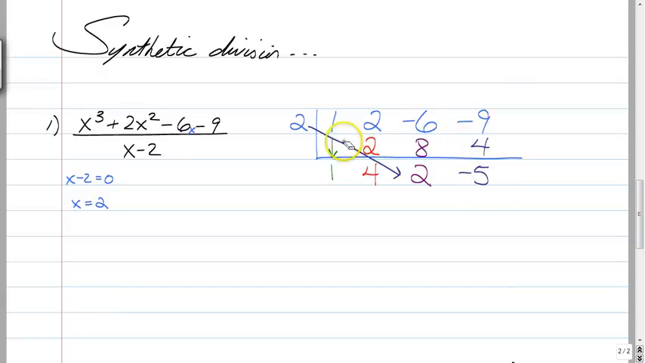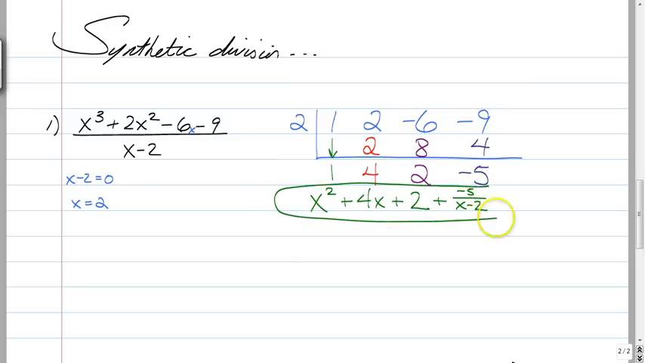And then all you have to do is this. You just start from the front and work your way down. However, the key is you start with one exponent less than what's on top. So this is x cubed, so this is going to be 1x squared plus 4x plus 2 plus a negative 5 over x minus 2, and you are done. That is synthetic division. It is so much faster after you practice.